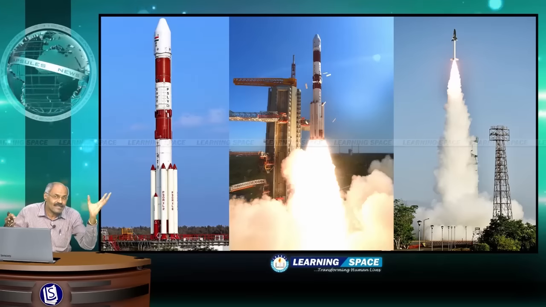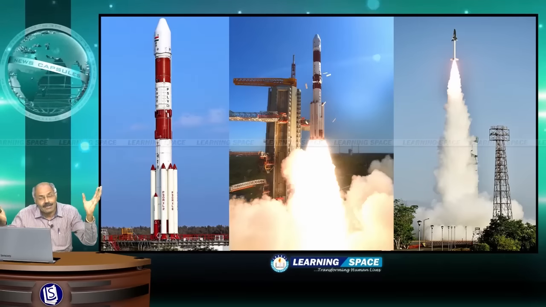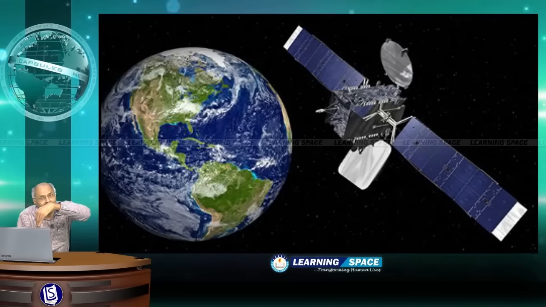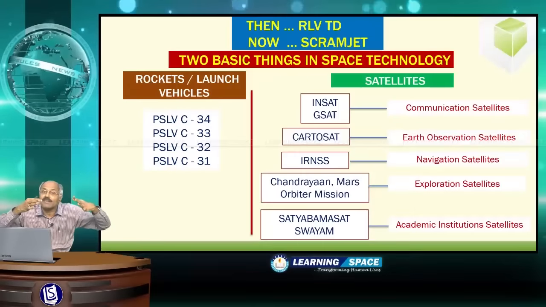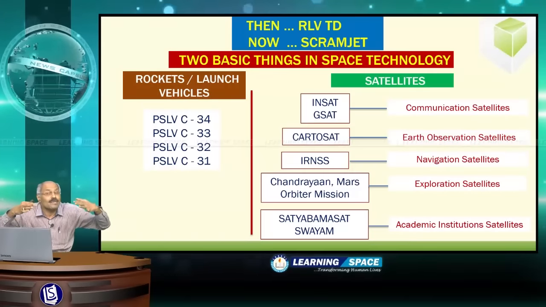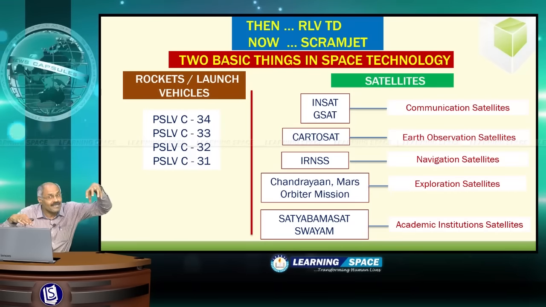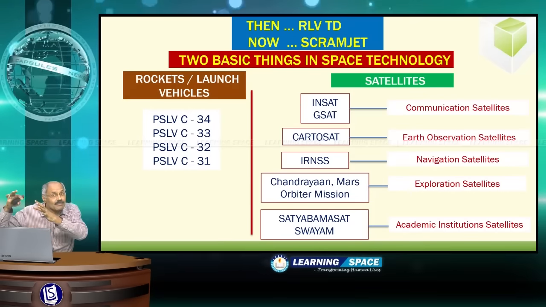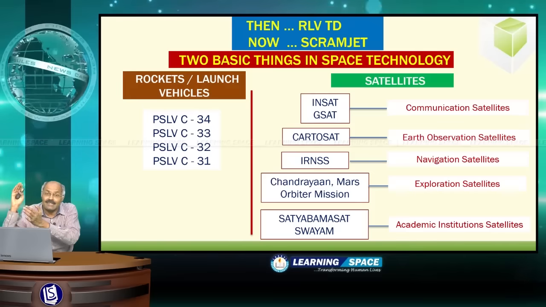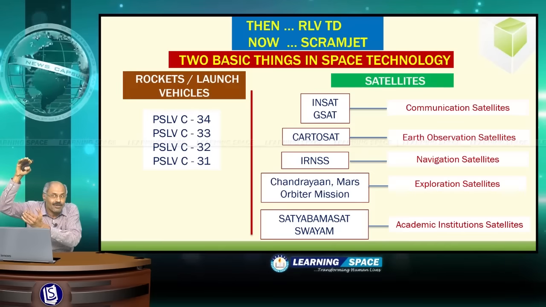So, one side rockets, the other side satellites. Rockets will place satellites into orbit. PSLV is the present series. So, one side rockets or launch vehicles, the other side satellites. You should have clear differentiation between these two terms. The PSLV series is an example of rockets or launch vehicles, as distinct from satellites. Satellites will be placed into the orbit by the rockets.